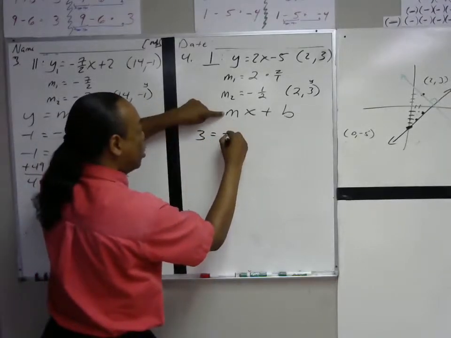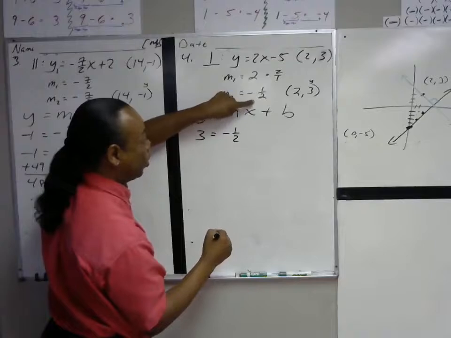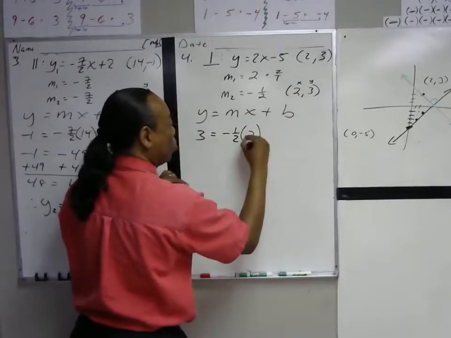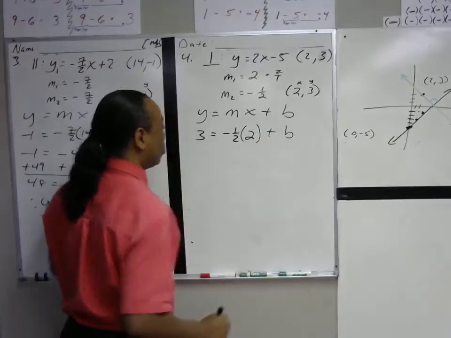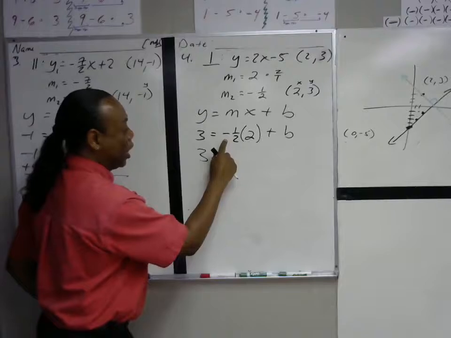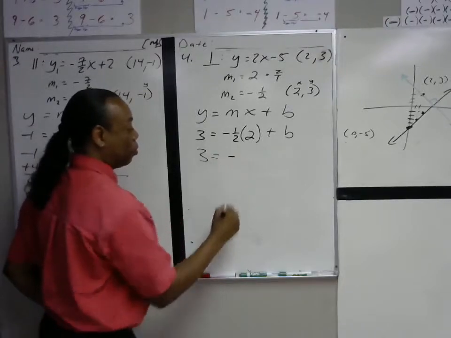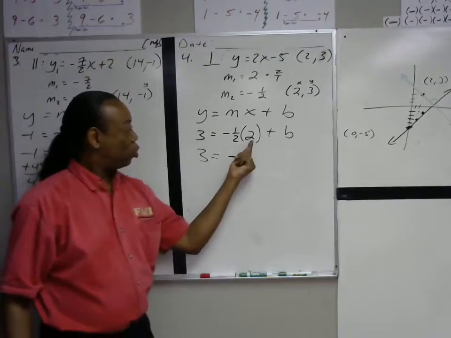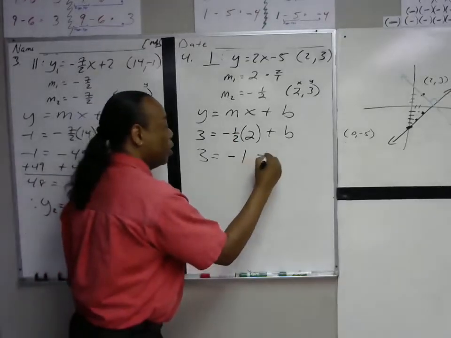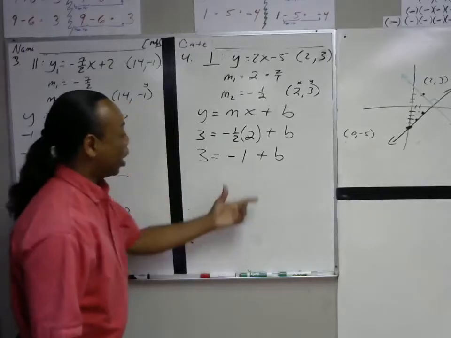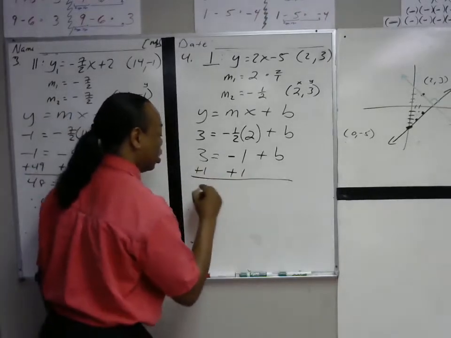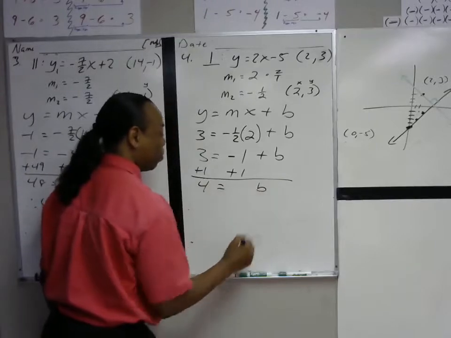The m is going to be negative 1/2, the second slope right here. The x is going to be the 2 plus b. Okay, so we're going to simplify this. This is a negative times a positive, which is negative. Furthermore, we have 2 divided by 2, which is 1, and 1 times 1 is 1 plus b. Okay, continue to solve for b. I'm going to add 1 to both sides. And I get 4 equals b.